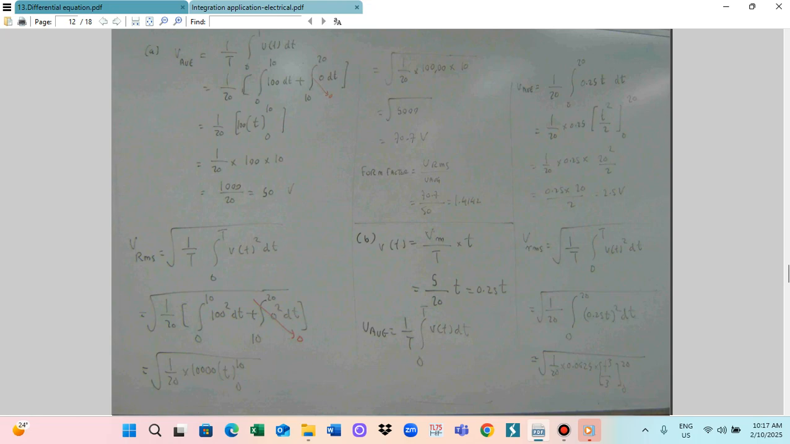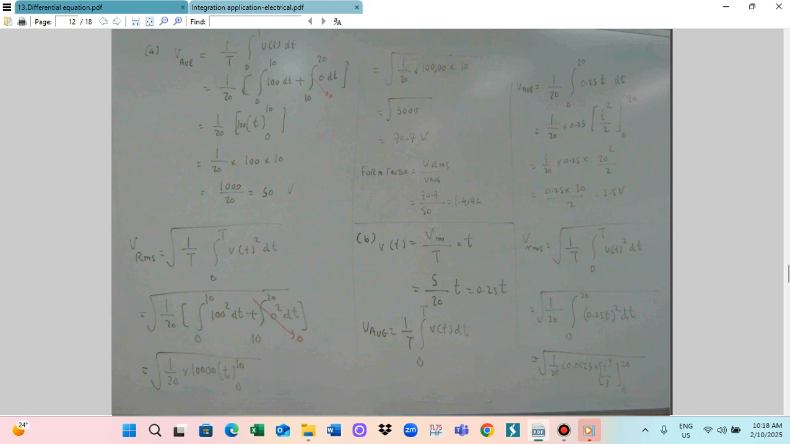v(t) square means 100 square into dt, plus integration 10 to 20 of 0 square dt. So that 0 square dt means the whole thing becomes 0. So only this one is left.